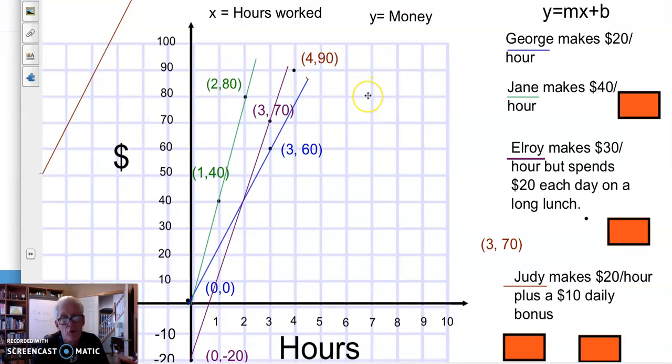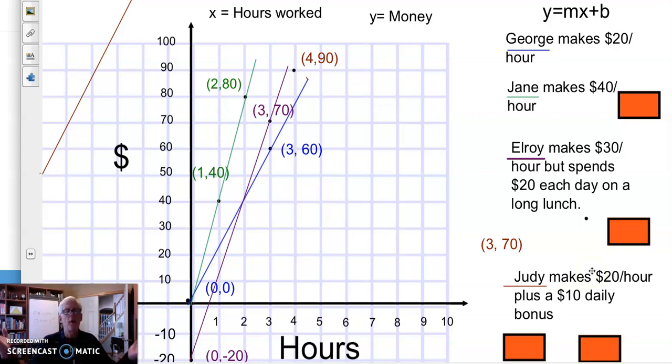So back to Judy. She makes $20 an hour. And here's where I got a little confused there. If she works for 3 hours, she makes $70 because it's 20 times 3 is 60, plus the 10 is 70.